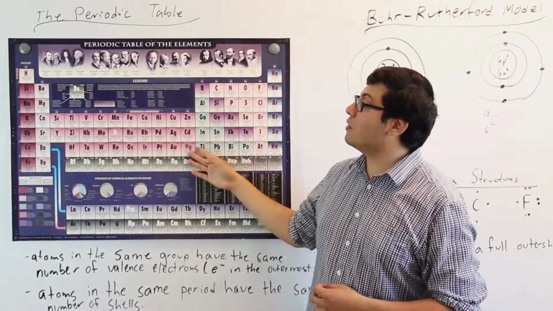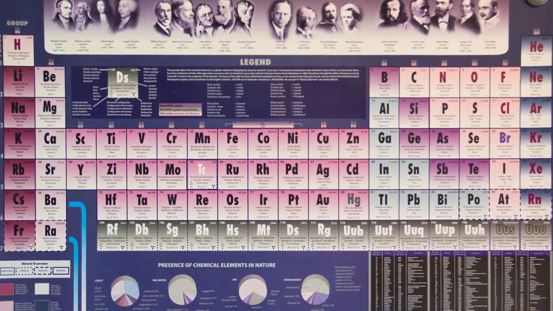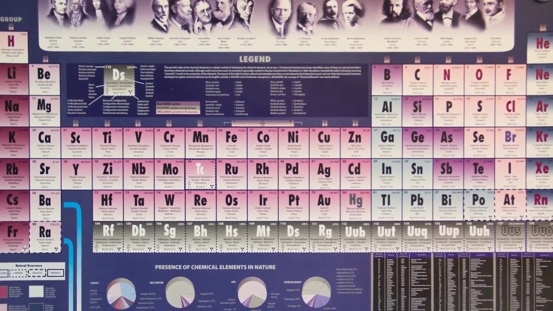So this right here is the periodic table, and like I said earlier, it is arranged according to atomic number, with hydrogen being number 1 and helium number 2, and it just keeps going. So a couple of things to point out.